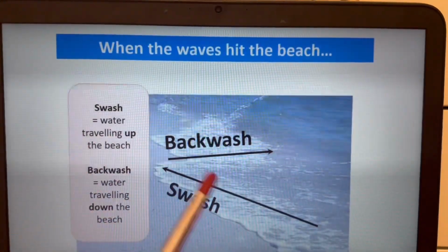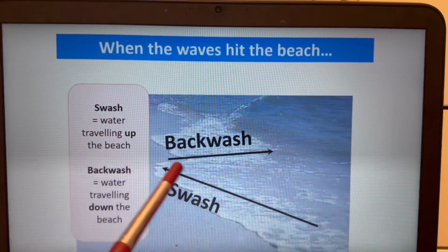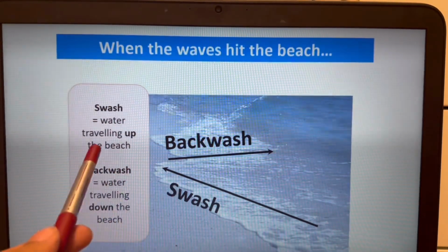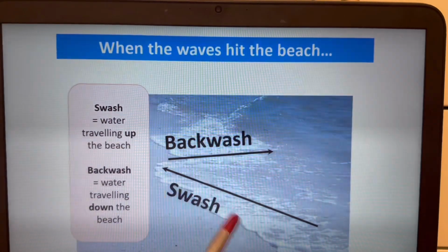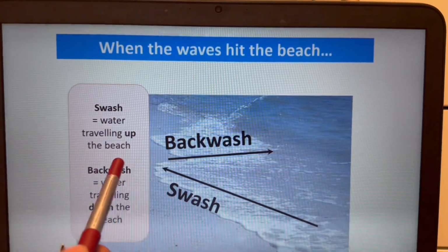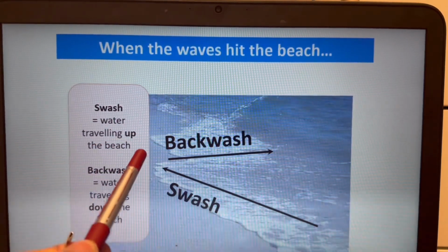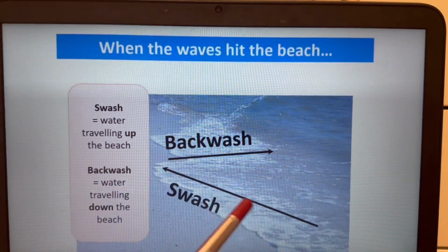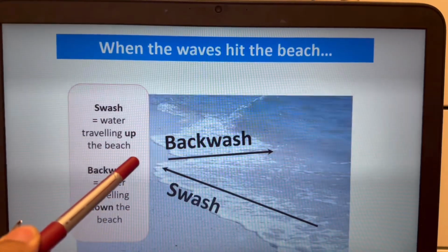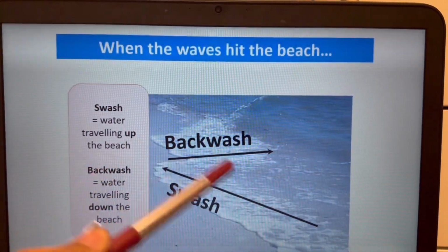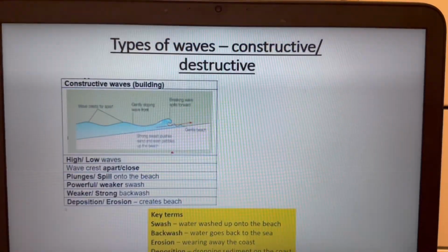Between the two waves, constructive and destructive, they both have the same process, which is swash, which is water traveling up the beach, pushing that sand up. And then we've got backwash, which is taking the water back and also pushing that sand back down. But between the two waves, the swash and backwash are very different in terms of power. Let's look at constructive waves.